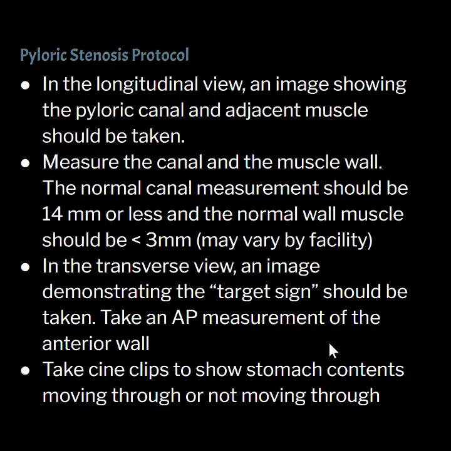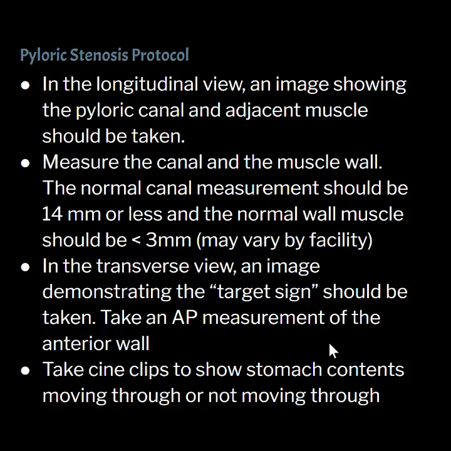Once you do identify where the pylorus is, though, we want to take pictures in the longitudinal plane, so showing the entire canal. That way we can measure the muscle and the canal. Remember, canal should be 14 millimeters or less, and the normal muscle should be 3 millimeters or less. So that's 3.14 coming back in. We also then want to show in the transverse view an image that demonstrates that target or donut sign. We can also take measurements of the muscle in this view as well.